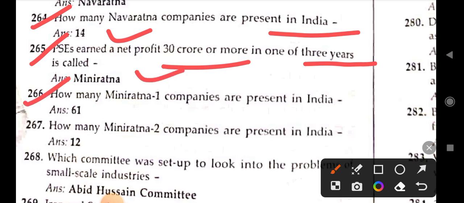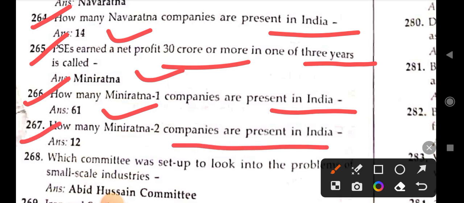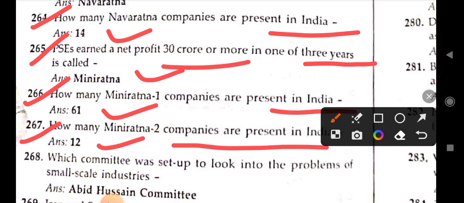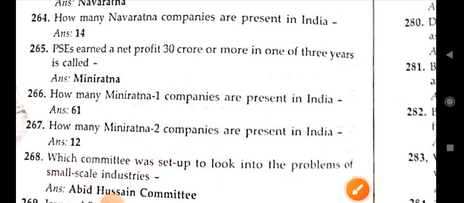Meaning, how many Mini Ratna one companies are present in India? 61. How many Mini Ratna two companies are present in India? 12. Next, which committee was set up to look into the problem of small scale industry? Abid Hussain Committee.